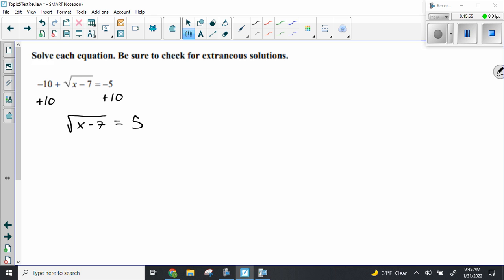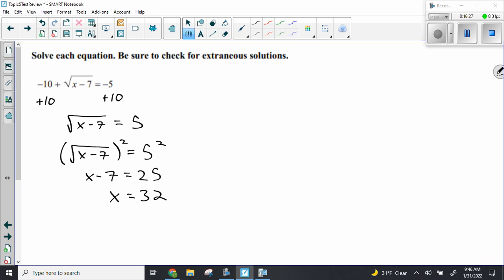Now that we have our radical isolated, we need to get rid of it. We're going to square both sides, right? So this is going to be x minus 7 squared equals 5 squared. Squaring that x minus 7 does what we really needed, was to get rid of the radical. And 5 squared is 25. Lastly, let's add 7 to both sides. Right, 25 plus 7 is 32.